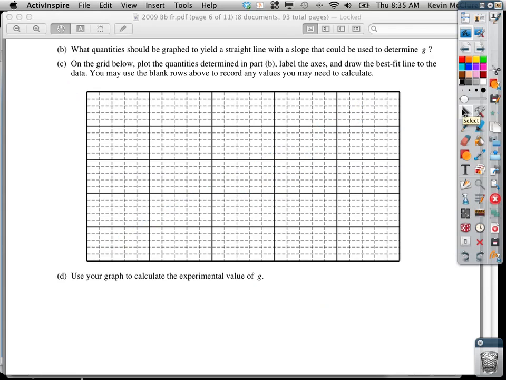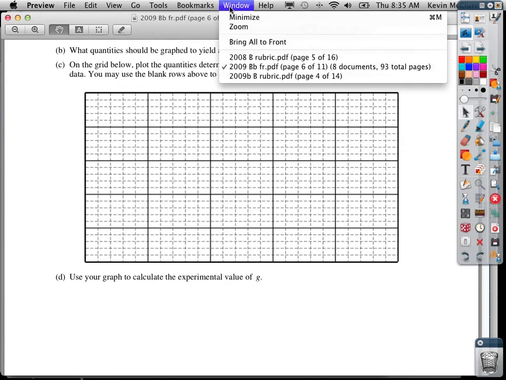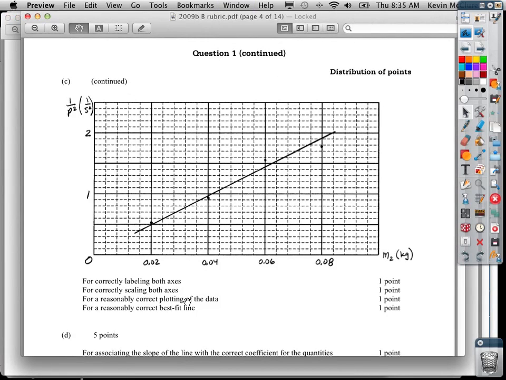As we can see, if we go to the rubric, they'll say labeling both axes, scaling both axes, reasonably correct plotting, and then reasonably correct best fit line. That graph is worth 4 points. Even if you do the graph wrong, like if your data's wrong and it makes your graph wrong, you still get 4 points, as long as you label everything, use the whole graph, and do all that stuff.